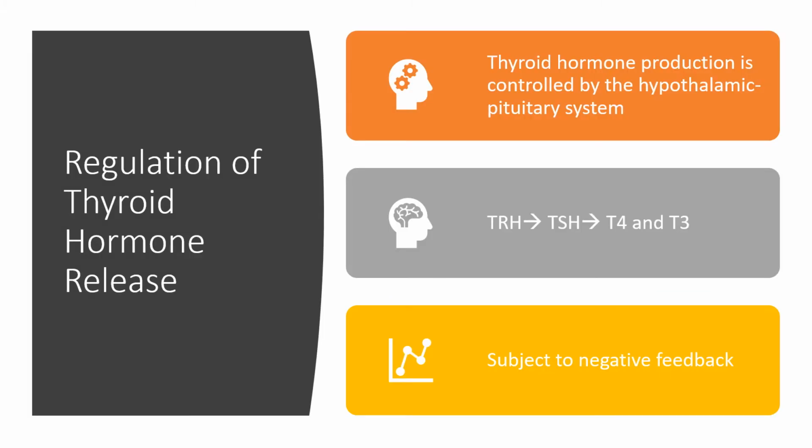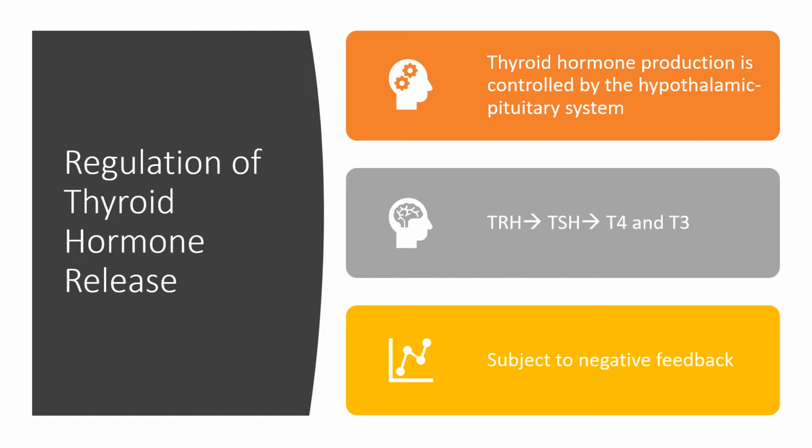All thyroid hormone production is controlled and regulated by the hypothalamic pituitary system. Thyrotropin releasing hormone, also known as TRH, is released from the hypothalamus, and then this stimulates the release of thyroid stimulating hormone, also known as TSH, from the anterior pituitary gland. TSH will then travel via the systemic circulation to the thyroid gland in order to stimulate the production of T4 and T3.